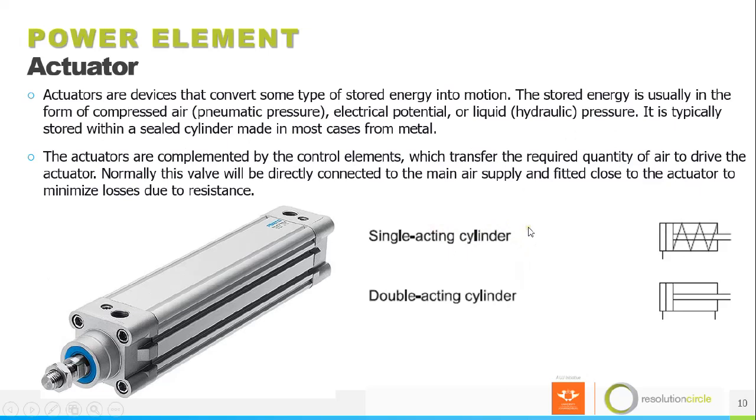We then move to power elements. Power elements, we have actuators. An actuator is a device that converts some type of stored energy into motion. The stored energy is usually in a form of compressed air, electrical potential, or liquid pressure. It is typically stored within a sealed cylinder made in most cases from metal.